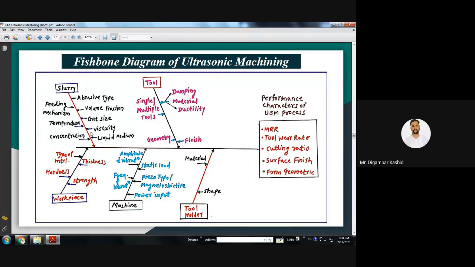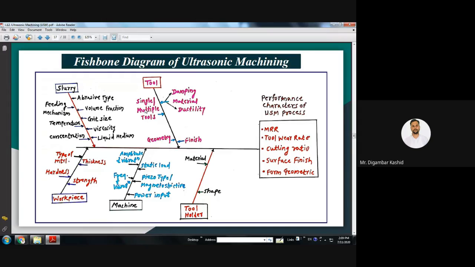So for that purpose, viscosity is an important parameter. Now the next important parameter is the tool. Whether you are using a single tool for ultrasonic machining or multiple tools. Multiple tools means more than one tool can be used for the machining at the same time. That time you can say multiple tools. So this parameter also we need to consider.